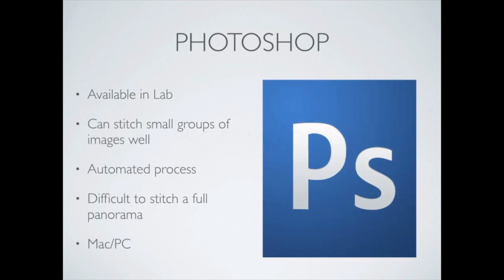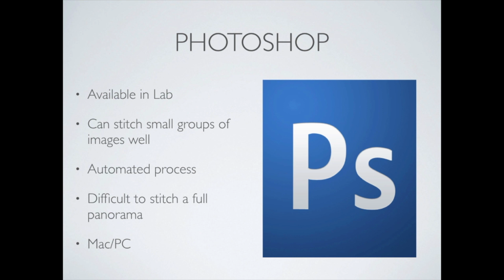So let's talk about software. Guess what? Photoshop's on the list. No surprise, it's Photoshop class, right? So it's available in the lab, that's great. It can stitch small groups of images really well. So you pick a group of images that overlap, it'll stitch and do a great job at it. We're going to do that together live in just a little bit during the demo.